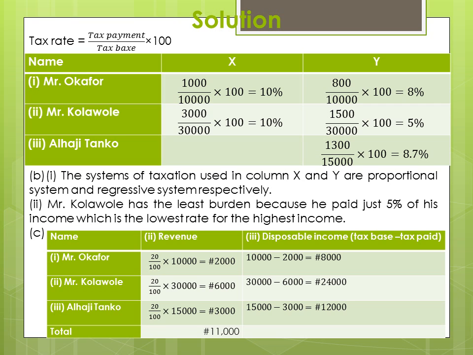For Mr. Kolawole, 20% of his income, that is 20% of 30,000, is 6,000 naira. 30,000 minus 6,000 will give us 24,000 naira. For Alhaji Tanko, 20% of 15,000 equals 3,000. The total revenue that accrues to government will be the addition of the tax paid, which is 11,000, while the disposable income for Alhaji Tanko is 15,000 minus 3,000, which is 12,000 naira.